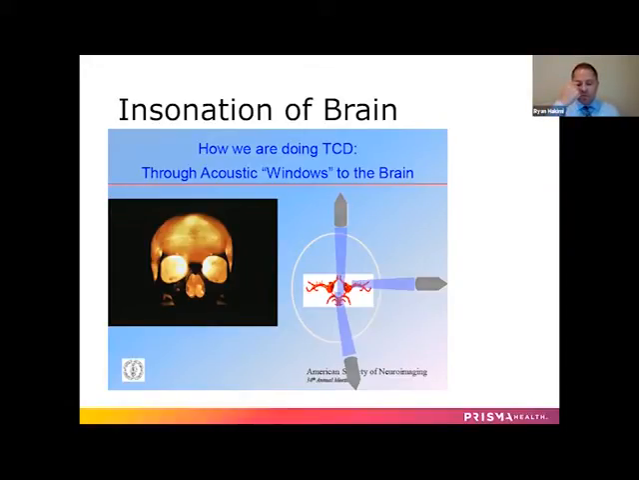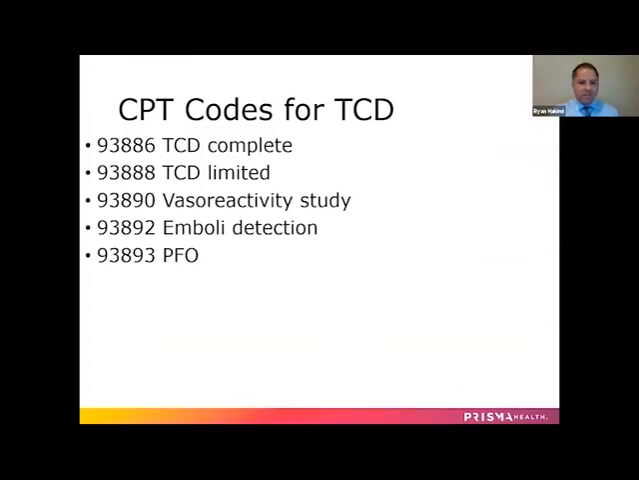And then we have the transorbital approach here, which we look at the ophthalmic artery, which is exiting off of the carotid and coming out. So those are the three windows that we look at. Here are the CPT codes for those of you interested in starting your own laboratory and wondering how to bill for this.